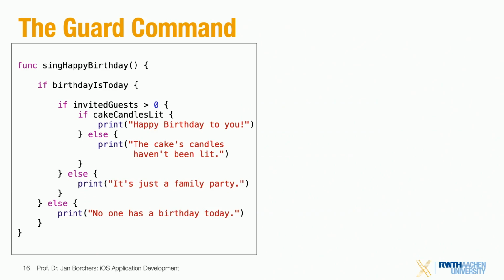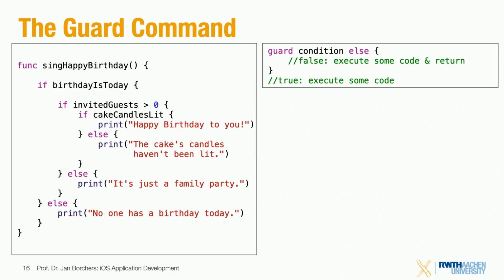So first is for the candles. The candles haven't been lit, is then the output. Then the next else is, okay, the number of invited guests is not bigger than 0, so it's just a family party. And if the birthday is not, then no one has a birthday today. What you see there is that the handling of what happens if it's not true is far away from where we're actually checking this condition. And that is where the guard statement turns that a little bit around.